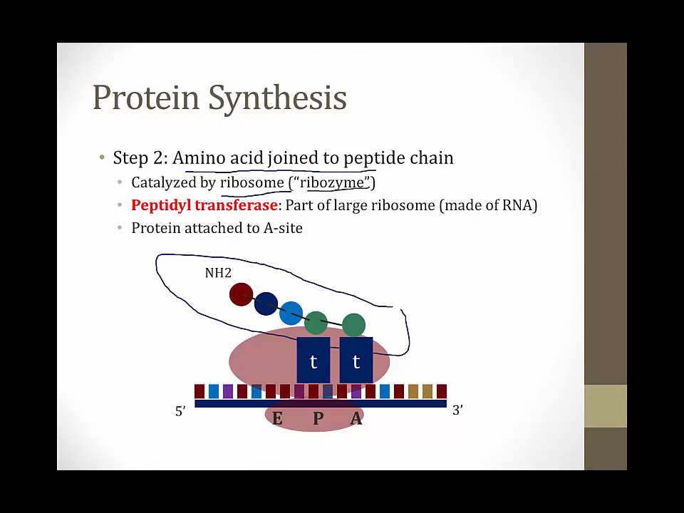The ribosome has enzymatic activity called peptidyltransferase. This activity is found in the large ribosomal subunit, made up of RNA, not proteins, and this catalyzes the linkage of the amino acid in the A site to the protein chain in the P site.